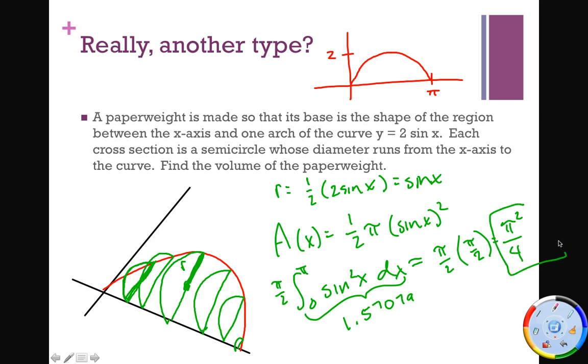So you get this as the volume. So in this particular case, I didn't write it, but we're dealing with inches. So the volume of this shape is pi squared over 4 inches cubed. It came out to about 2.47.